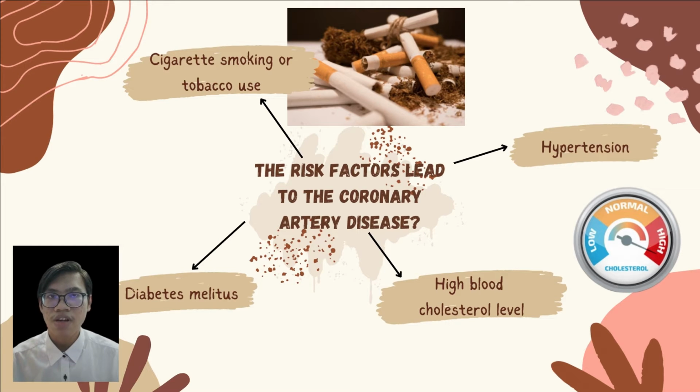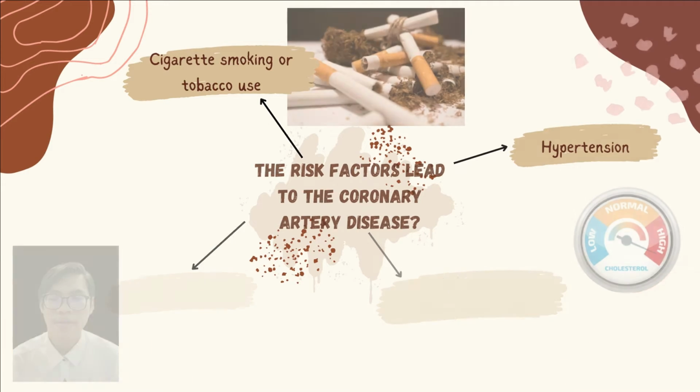Next, hypertension, or in other words, high blood pressure, is a common condition in which the long-term force of the blood against your artery walls is high enough that it may eventually cause health problems such as heart disease. This factor is related to the next factor, which is the high blood cholesterol level. Excessive cholesterol will block the coronary artery, causing hypertension. Lastly, coronary artery disease (CAD) is a major determinant of the long-term prognosis among patients with diabetes mellitus.